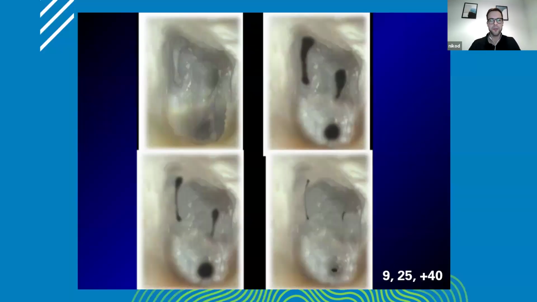And why is it so difficult to find? The reason is, look at the photograph. This is a patient, 9-year-old, 25-year-old, and 40. The MV2 canal, when we get old, it gets mineralized and obliterated. That's the reason it's so hard to find.